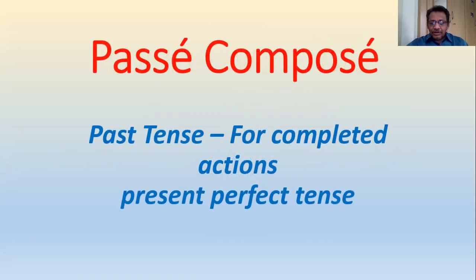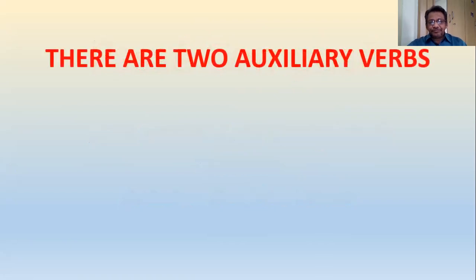Now, we shall see passé composé. What is passé composé? This is a tense which stands for actions completed in the past, which means past tense. Not only for past tense, it stands for present perfect also. So when a sentence is written in passé composé in French, when it is translated into English, it can be translated as past tense and also present perfect tense. This is passé composé.